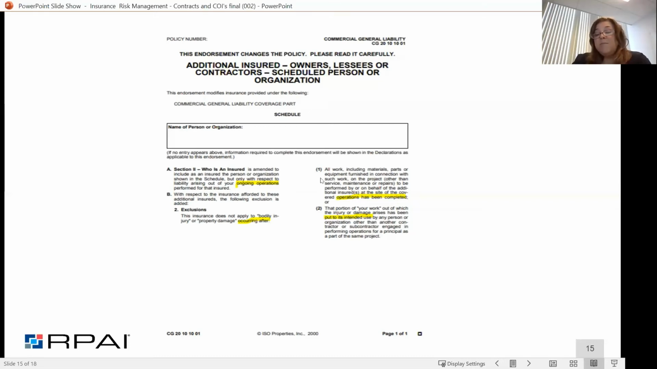The reason that I'm not is because the work was completed, they had left the job site, and I put it to its intended use as soon as I turned on that light switch. So therefore, this additional insured status is not going to cover me.